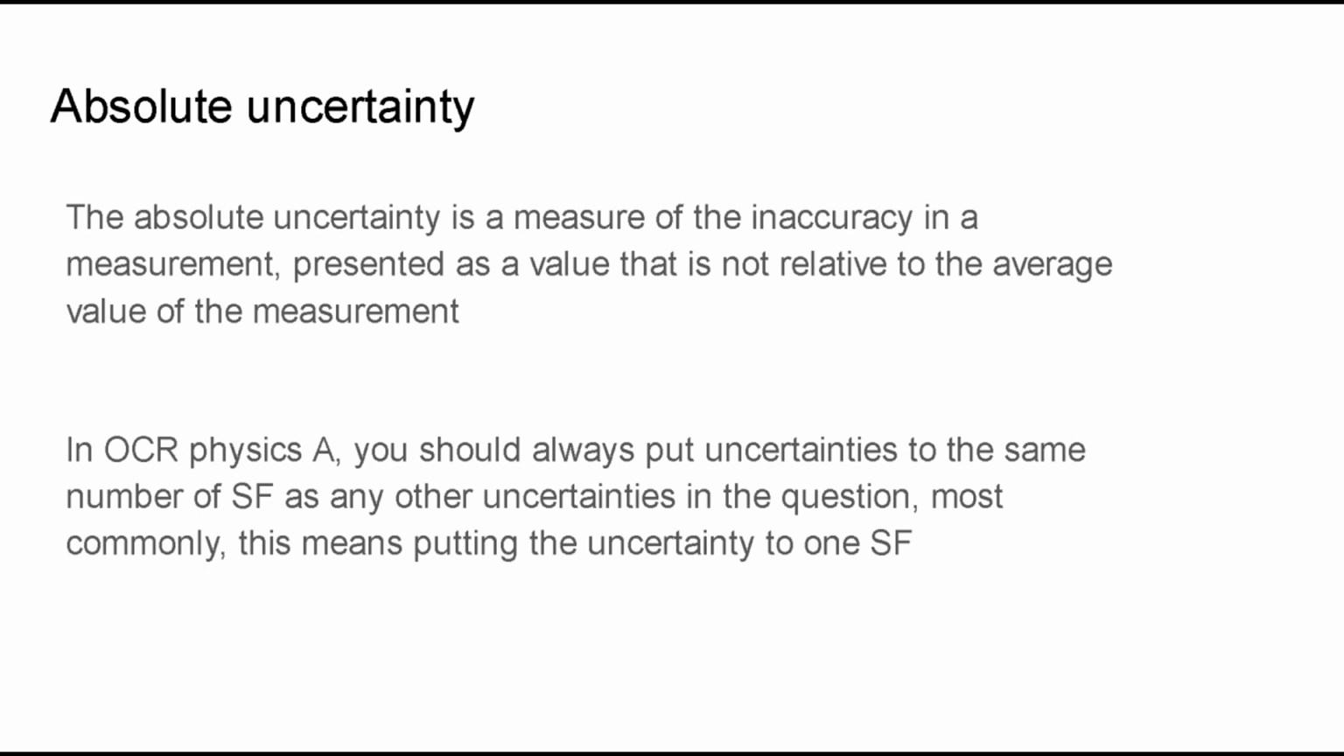In OCR Physics A, you should always put uncertainties to the same number of significant figures as any other uncertainties in the question. Most commonly, this means putting the uncertainty to one significant figure. Even if no other uncertainties are given, you should always try to put it as one significant figure, unless there's another uncertainty that's at two or more significant figures.